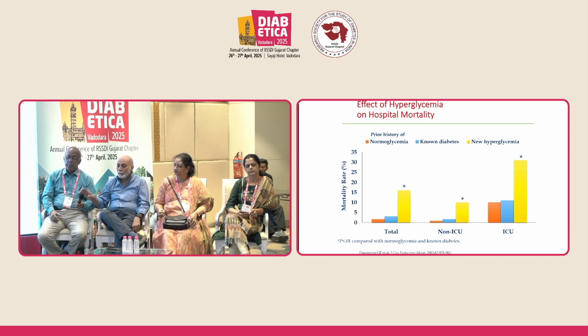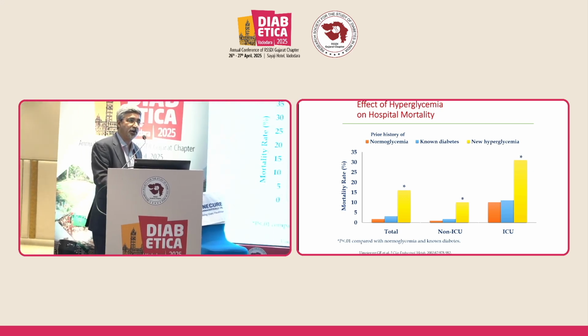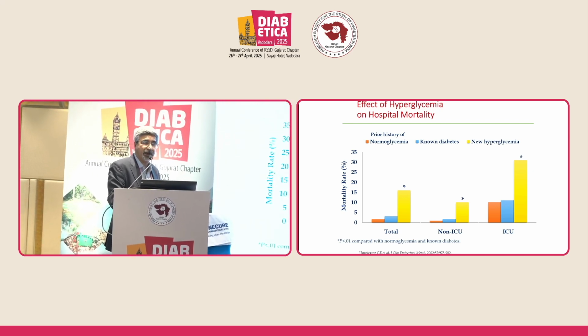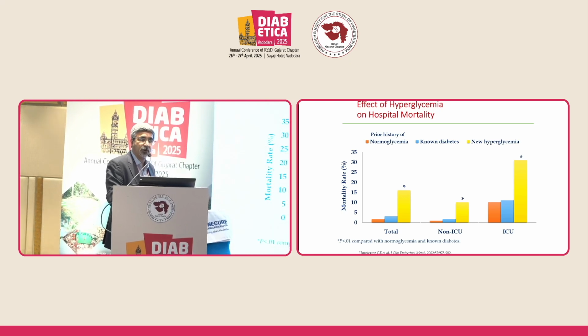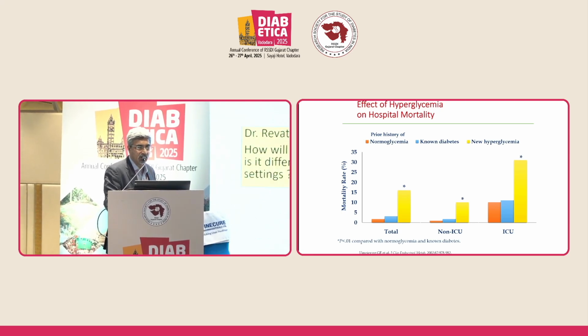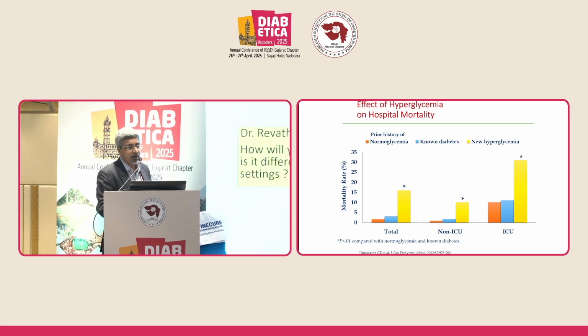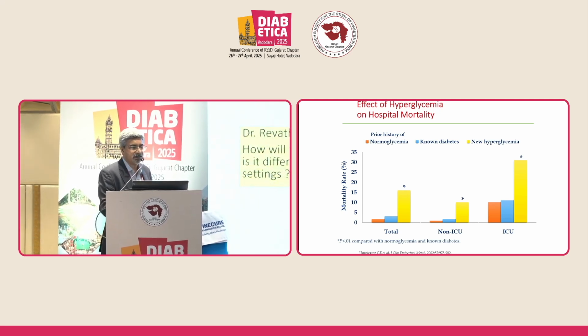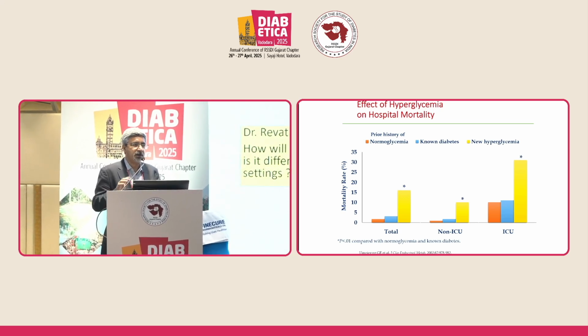Thank you, sir. So this gives you a clue that stress hyperglycemia, which is directly related to the severity of the underlying illness, is also very important and can give you a clue about the overall consequences which are related to the primary illness. So now I will go to Dr. Revati Iyer, madam, that how will you treat hyperglycemia in hospital settings, and is it different for patients who are admitted in critical care units and patients who are admitted in non-critical settings in wards or other things?